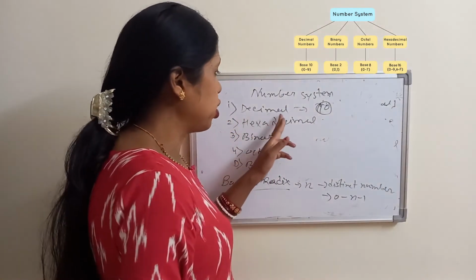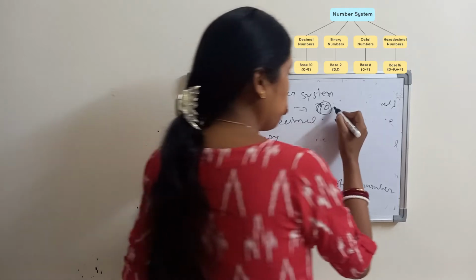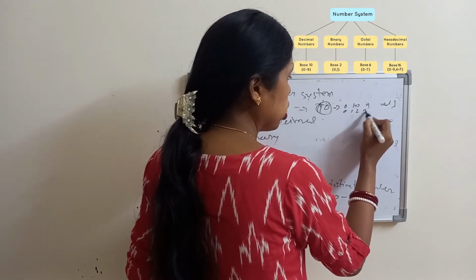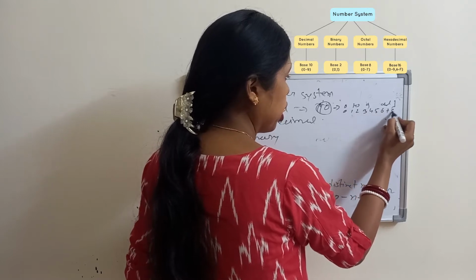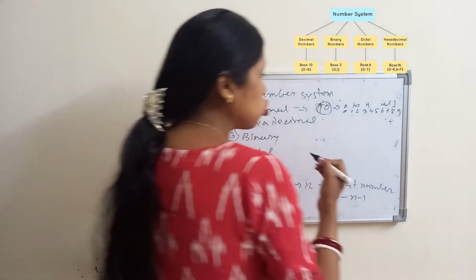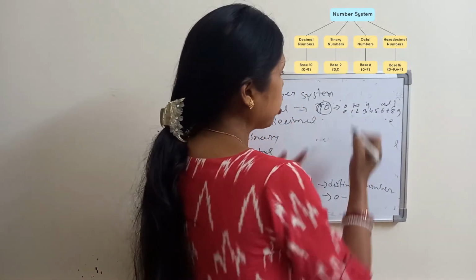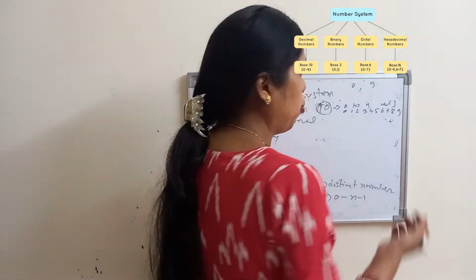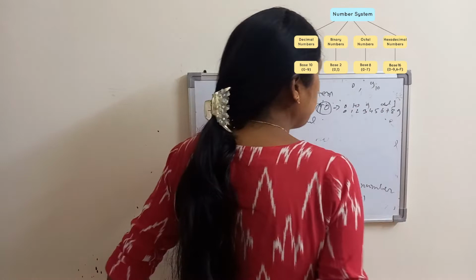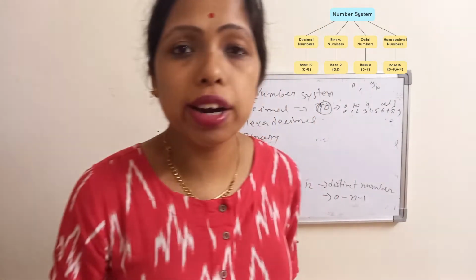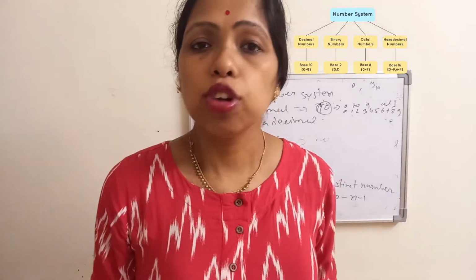For the case of the decimal, the base is 10. So how many numbers are there? 0 to 9: 0, 1, 2, 3, 4, 5, 6, 7, 8, 9. This many distinct numbers are there in the decimal number system. If you write 0 or 9, it is normally denoted as a decimal number. It is only required to put a base in the case of non-decimal numbers, because all the physical world numbers are related to decimal numbers. For a decimal number, the base is not required.